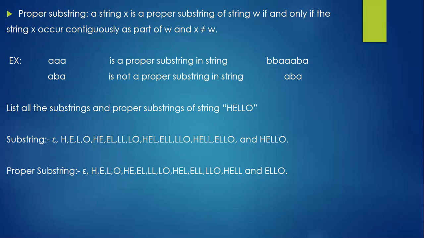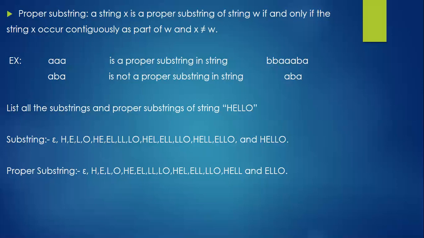In the previous slide, we observed that ABA is a substring of itself, for example, and also epsilon. But here, X is not equal to W, which means ABA is not a proper substring of ABA itself. Apart from that, everything will be called a substring or a proper substring. Even epsilon can be called a proper substring.